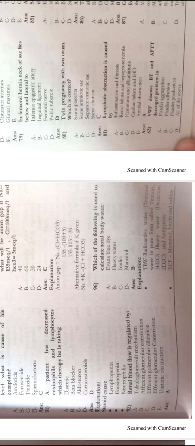The patient with ethanol poisoning, what will be the anion gap if sodium is this one, chloride is this one, that is gonna be the 30. Which one of the following is used to calculate the total body water? That is the heavy water.